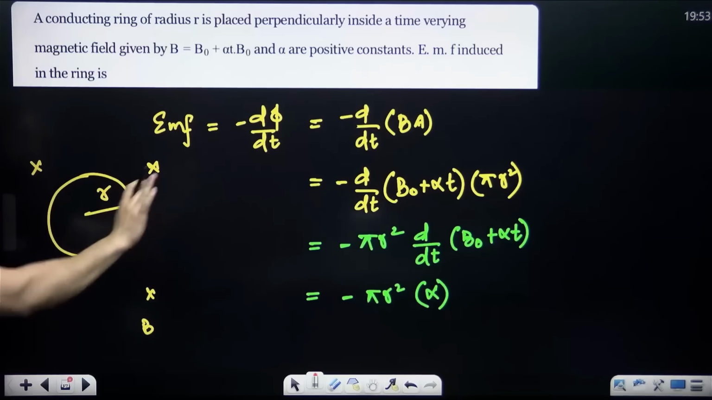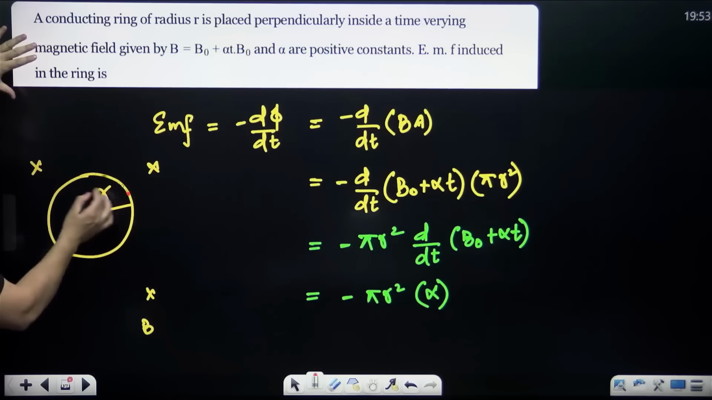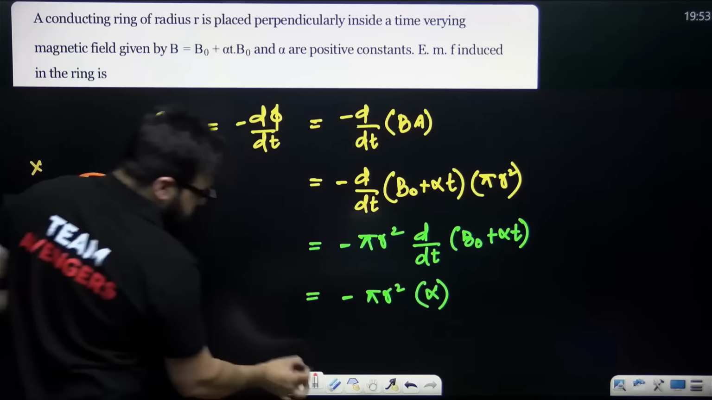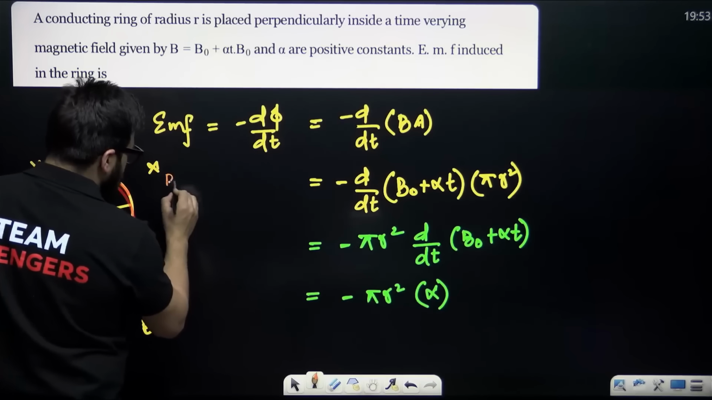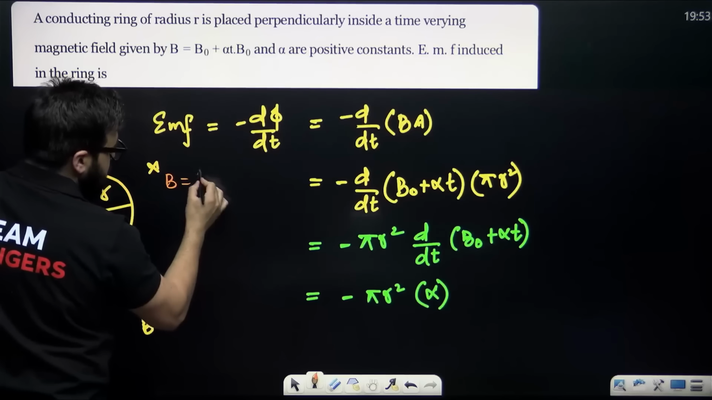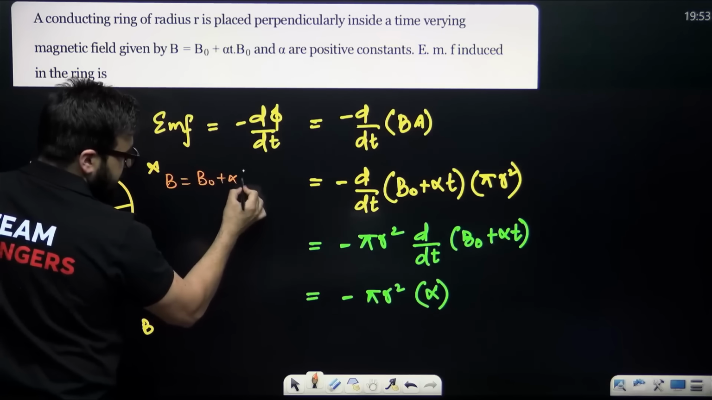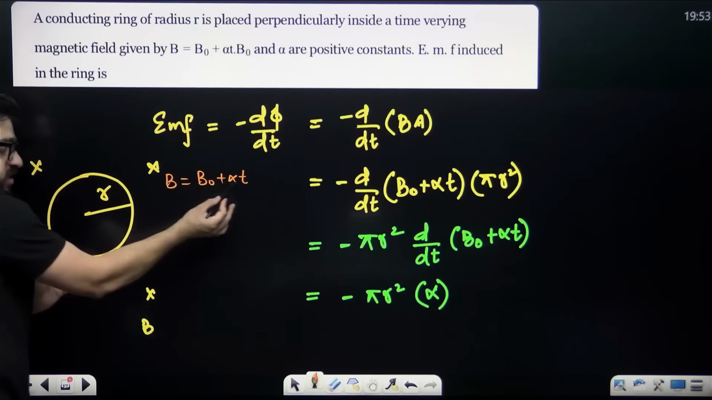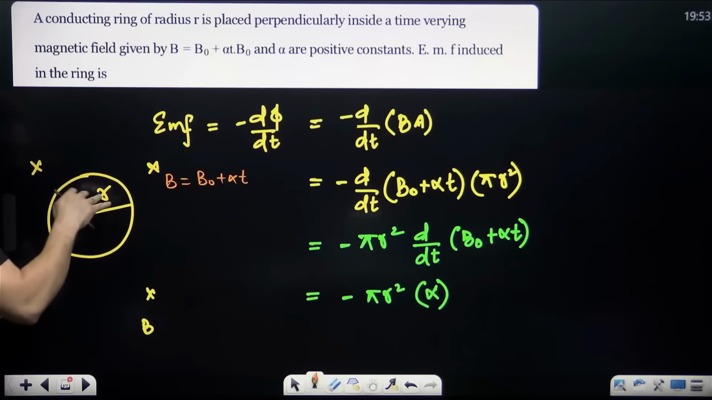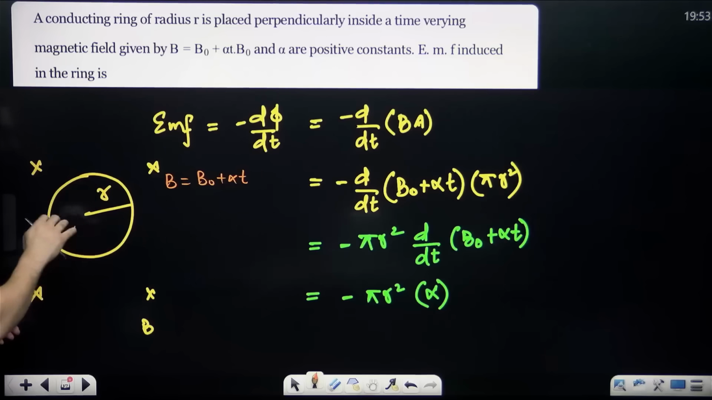Now, let's move on to the question. You have a ring over here. This ring is placed in a magnetic field. This magnetic field is given as B naught plus alpha T. You are supposed to find, if this magnetic field is changing with respect to time, how much EMF is being induced in this coil.